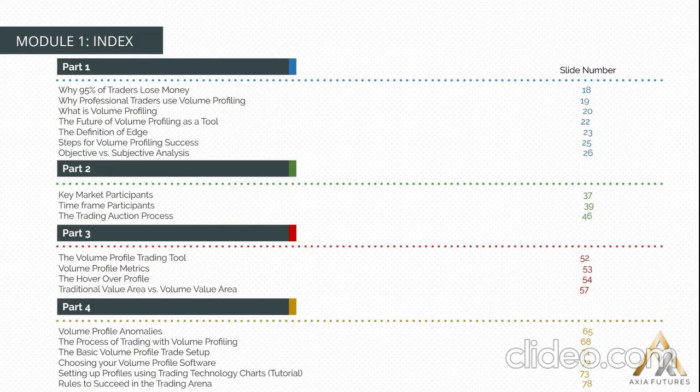Part 3, then, we will talk about the volume profile as a trading tool, volume profile metrics, and then the argument between traditional value area versus volume value areas. In part 4, we're going to move on to volume profiling anomalies, the process of trading with volume profiling, the basic volume profile trade setup, choosing your volume profile software provider, and then setting up profiles using trading technology charts, and then the rules to succeed in the trading arena. As you can see, it's quite a big overview of volume profiling, but once you complete all 4 parts, you'll have a very good understanding of the basic concept of volume profiling.